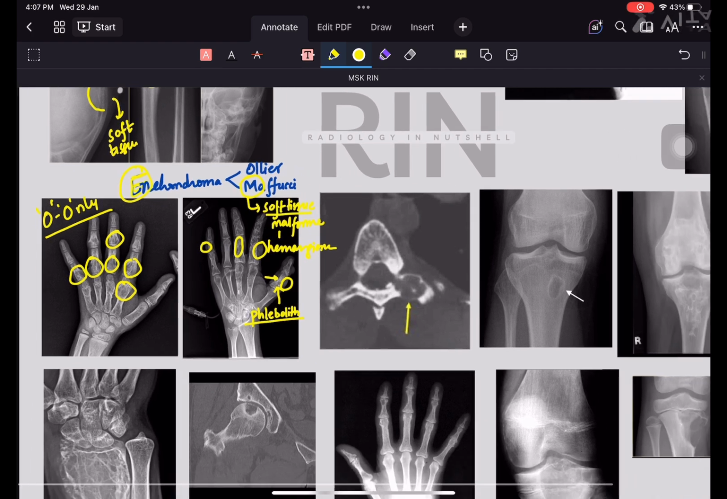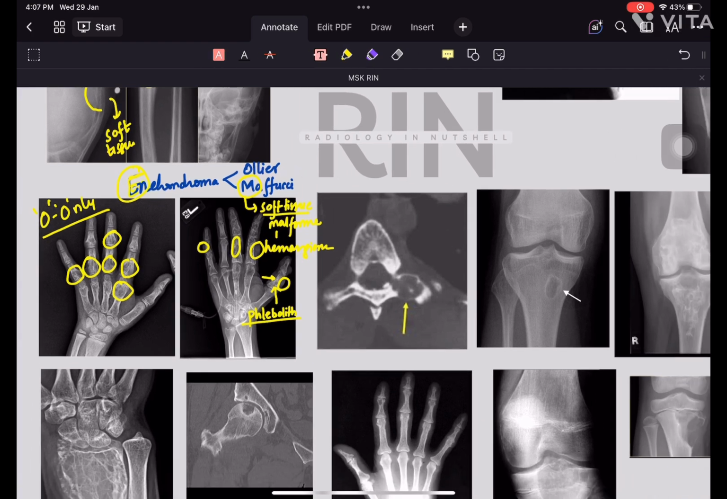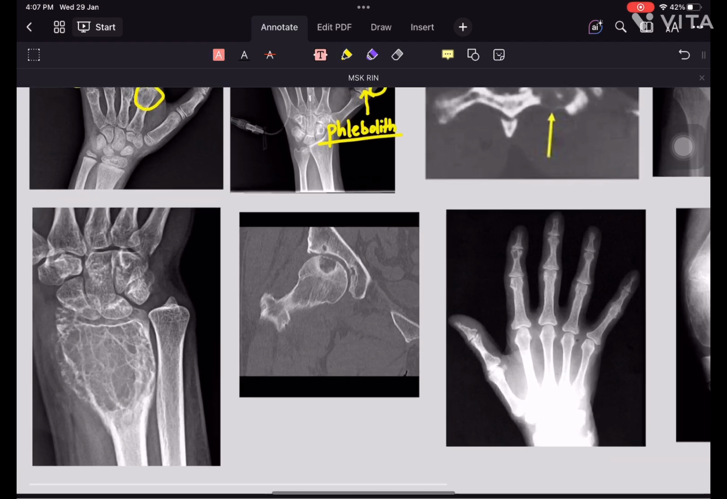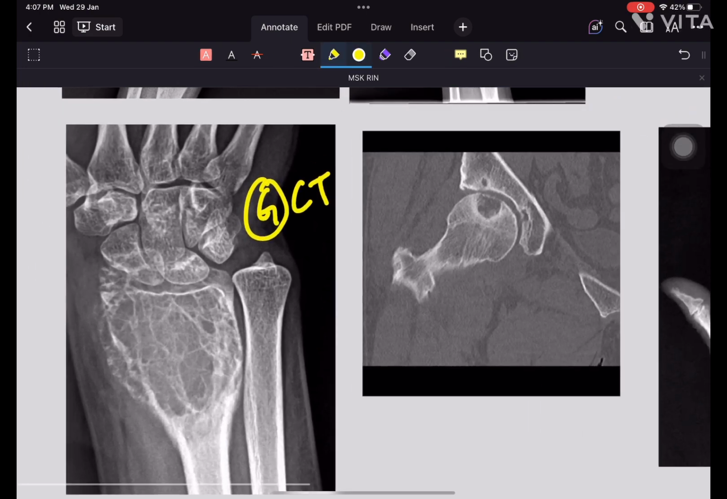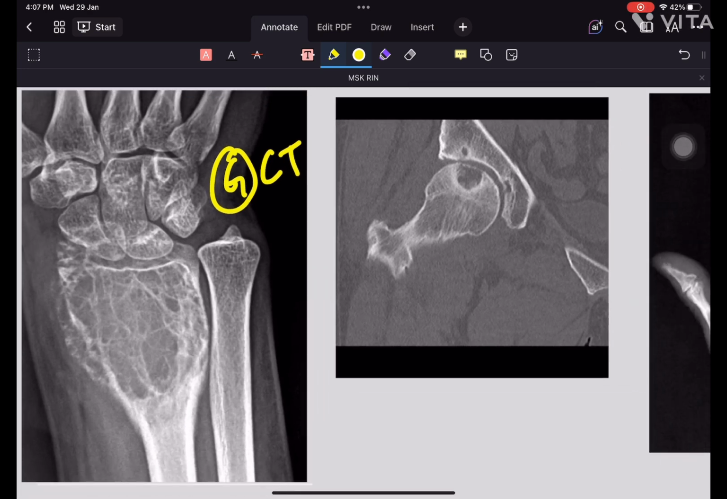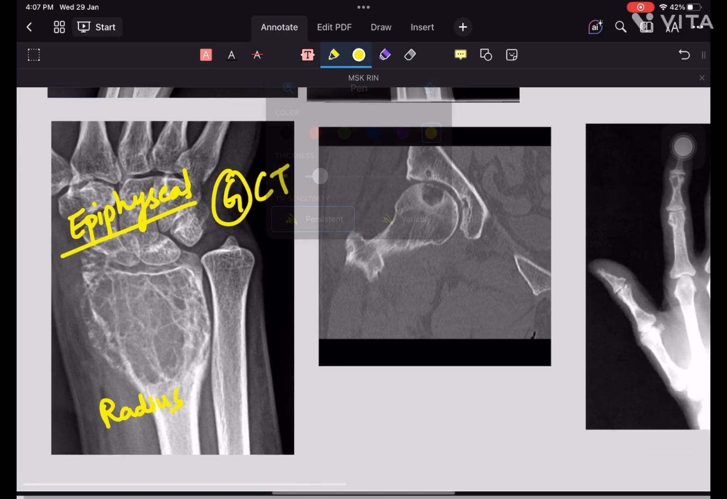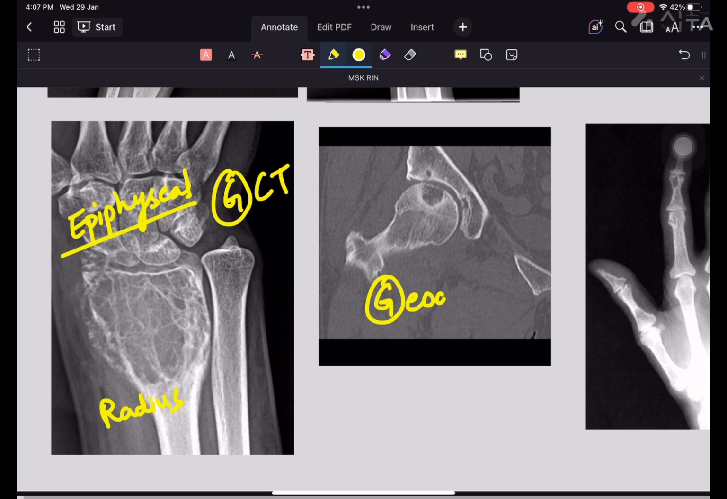After the letter E in the mnemonic of Fechno-Machick, we have G, right? So G is for giant cell tumor and geode. So the first image here is representing giant cell tumor. Giant cell tumor is an epiphyseal tumor, as all of us know, and it usually is an expansile lytic lesion, epiphyseal in origin, and it breaches the growth plate, and it has an intra-articular extension. The distal end of the radius is the classical location where this giant cell tumor occurs.